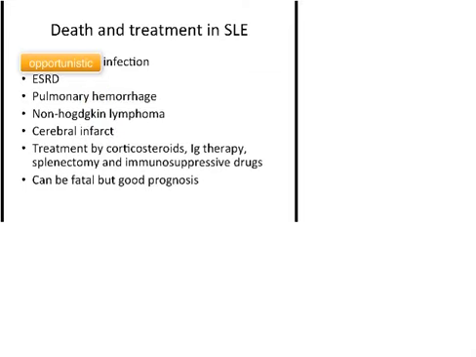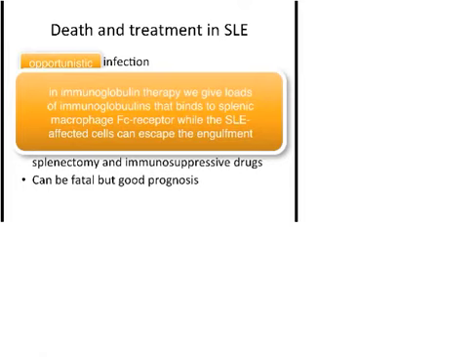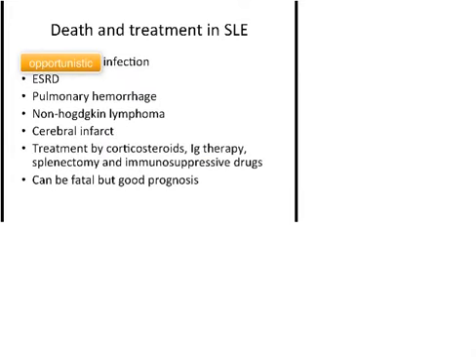We can also give people immunoglobulin therapy. By this we mean that if you give loads of immunoglobulins to the SLE patient, their splenic macrophages, which have a receptor called Fc receptor, would get flooded. So they are now busy. Since they are busy, they cannot digest your own blood cells, and that will help with leukopenia, anemia, and thrombocytopenia. These are usually collectively called pancytopenia.